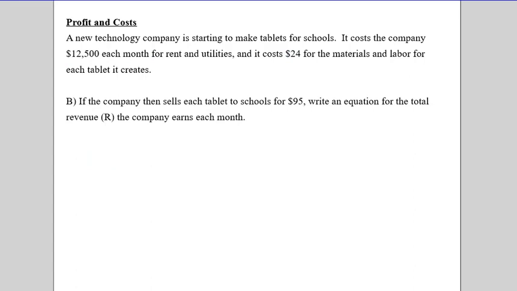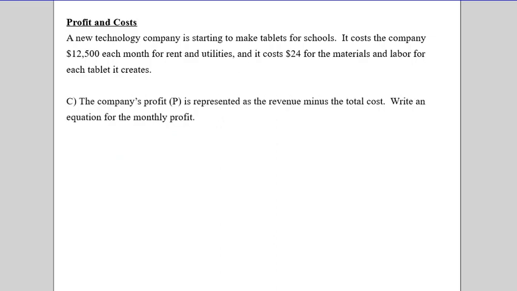All right, so in the second part, it says that the company is going to sell the tablets to schools for $95 each. So if we think about the revenue, that's going to be making $95 for each tablet. And we already said that each tablet is X. We don't know how many there will be, so it's just 95X.